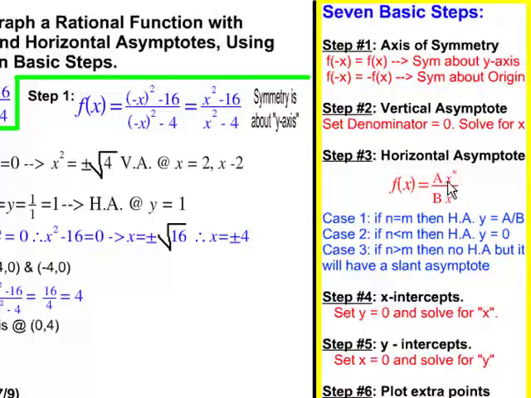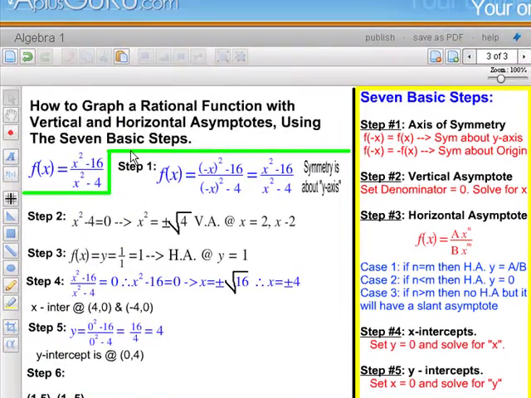Now, there are 3 cases to find the horizontal asymptote. Case 1 is where the exponent of the numerator, the highest polynomial of the numerator, is equal to the highest exponent of the denominator, then the horizontal asymptote will be at y equals a over b, which is the coefficients of the numerator polynomial and the denominator polynomial. Case 2 says if n is less than m, then the horizontal asymptote is at y equals 0. Case 3 states if n is greater than m, then there is no horizontal asymptote, but there will be a slant asymptote.